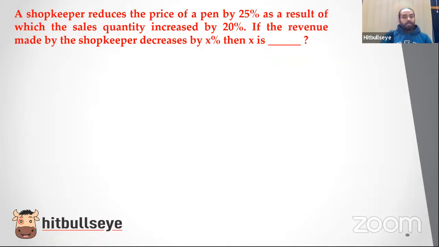A shopkeeper reduces the price of a pen by 25%, as a result of which the sales quantity increased by 20%. If we reduce the price of anything, it starts selling faster, right? So here it is told that if we reduced the price by 25%, my sales increased by 20%. If the revenue made by the shopkeeper decreased by X%, then X is? Try this question once.